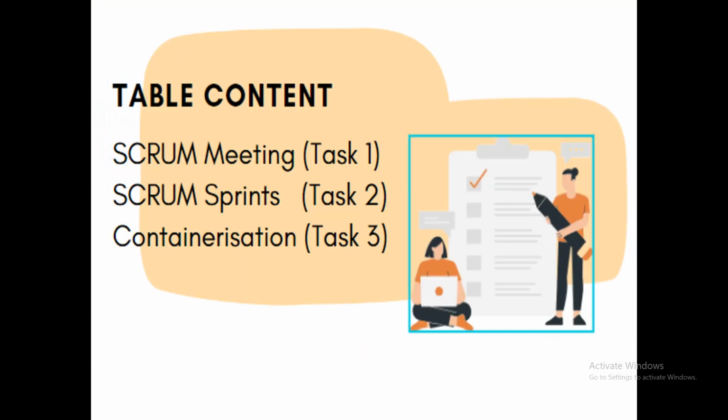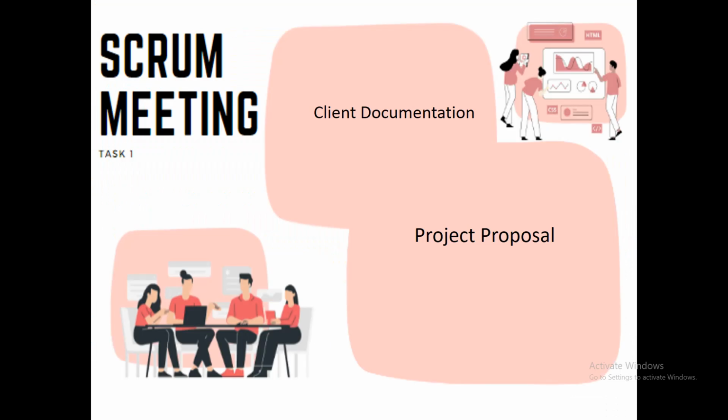First of all, here is the table of contents, which has the Scrum meeting, Scrum sprint, containerization, and Docker. For the Scrum meeting, we will cover the client documentation and the project proposal.